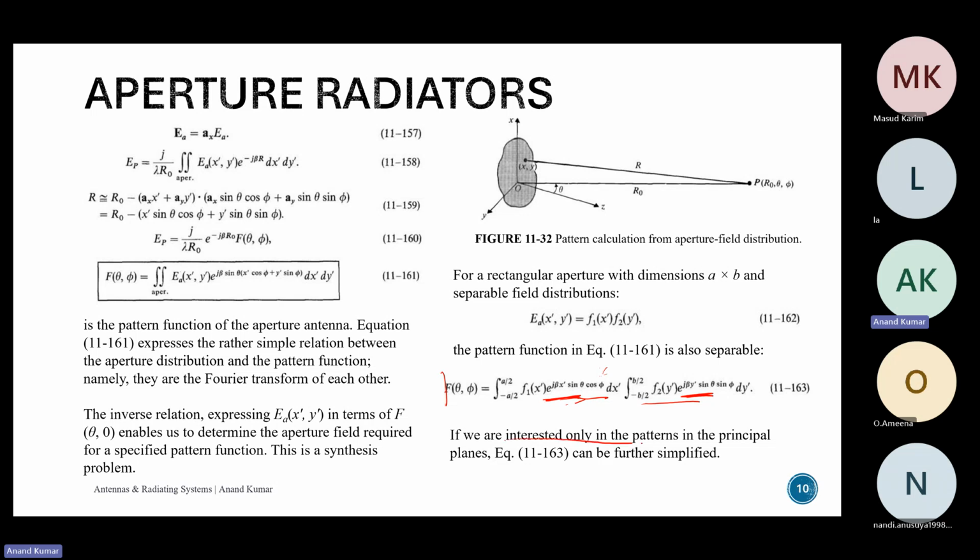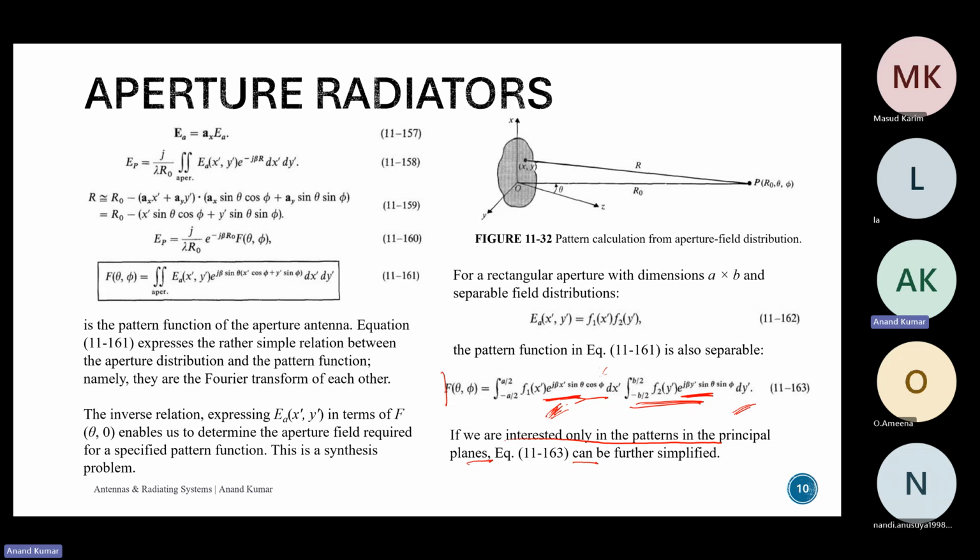So if you are interested only in patterns at the principal planes, these expressions can be simplified further. But if you want a 3D radiation pattern, in that case we better use a computational tool like MATLAB to solve that. So I'll pause over here. I'll let you go through the slide.